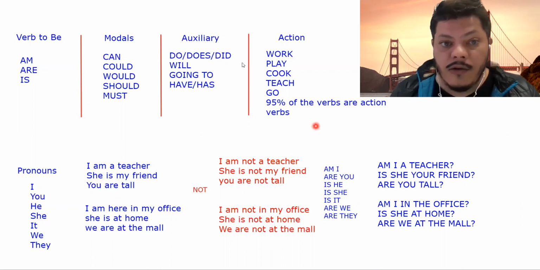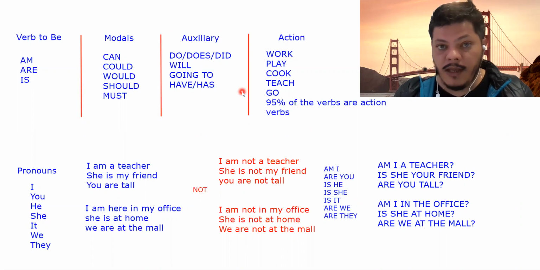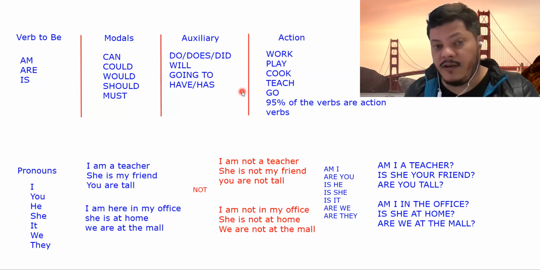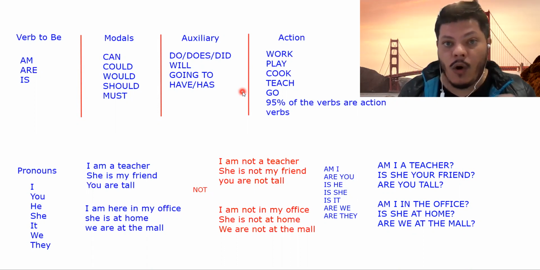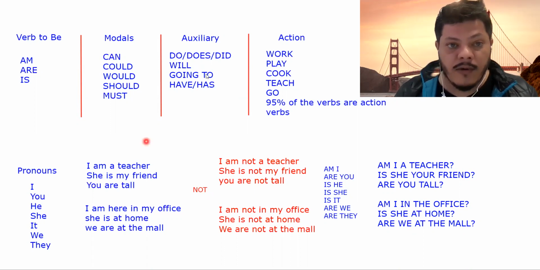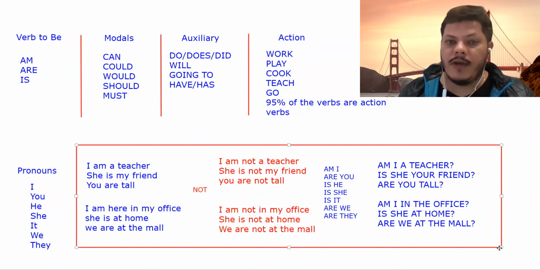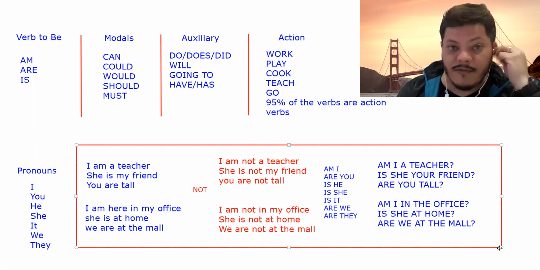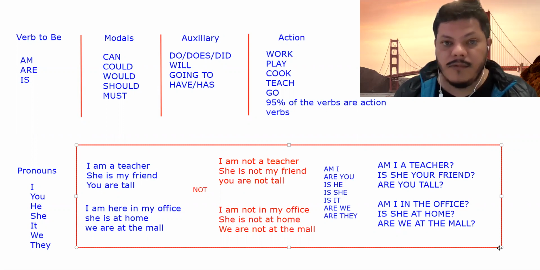So again, do not use auxiliary verbs with the verb to be. If you have a verb to be in your sentence and you have to ask a question or make a negative, you will not say don't or doesn't or do you. No, never. You have to follow the rules that I have highlighted here in this box. Okay, so this is how the verb to be works. It's pretty simple, no catch there.